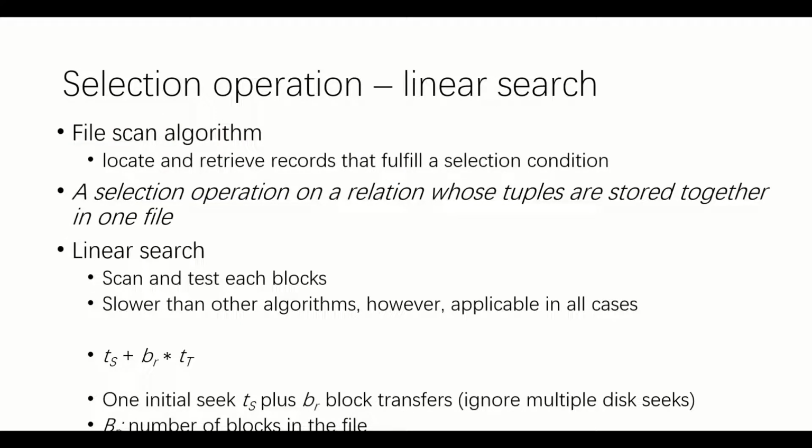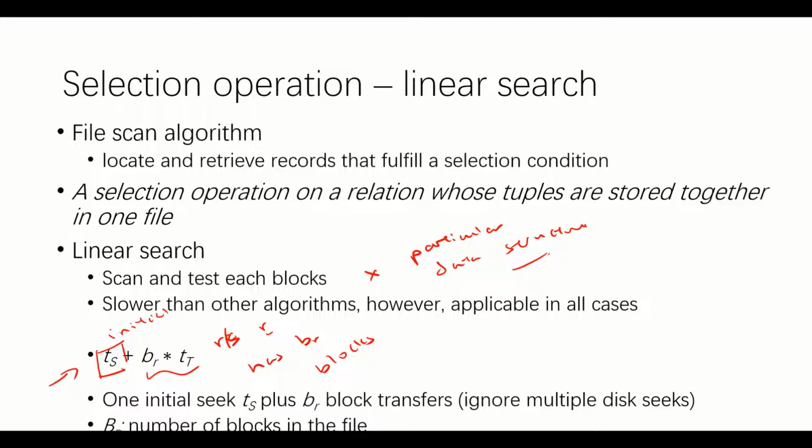So this is the first example, a linear search. If we do a selection, the easiest way to do it is to carry out a linear search. When we are doing a linear search, we just scan and test every block. Naturally this will be slower than other algorithms, as we are not using any particular data structure. The time it takes will be the initial seek, and then the time it takes to access the blocks. So if my relation R has BR blocks, this is the time that it will take for a linear search.